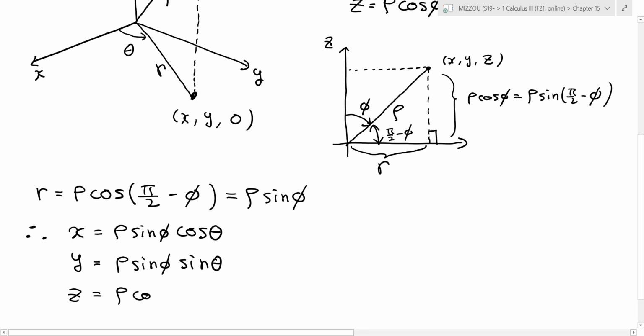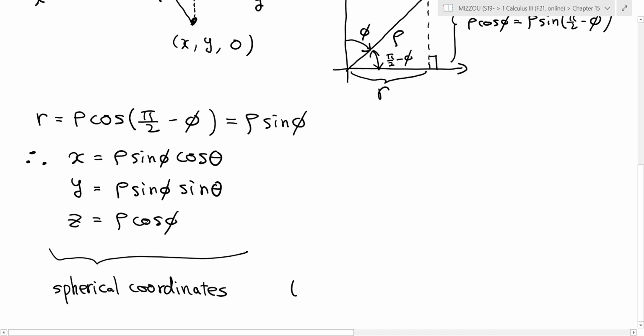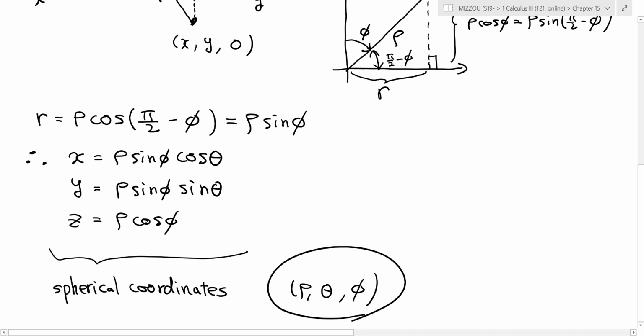So those are called spherical coordinates. Well, strictly speaking, the spherical coordinates are rho, theta, phi. And those are the formulas that relate xyz coordinates with the spherical coordinates, to be precise.